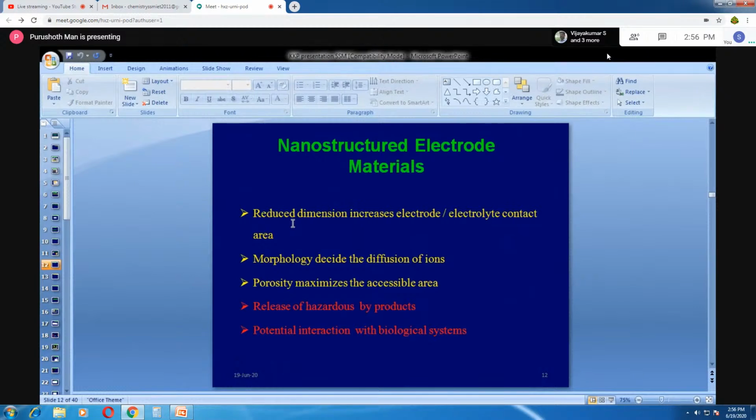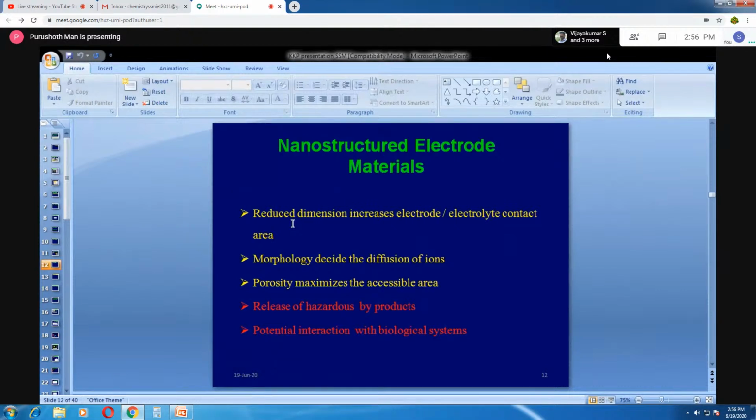So why are we moving towards nanostructured materials? We all know that in nanostructured material the surface to volume ratio is very, very high. Surface area is also very, very high. So due to this property, the reduced dimension will increase the contact between electrode and electrolyte. In the same way, the morphology plays a dominant role in electrochemical storage devices. Because depending upon the morphology of the same material, for example nickel oxide, whether it is a nanorod structure, nanoseed structure, or a hollow sphere structure, each morphology will behave in a different way. That will give different specific capacitance.